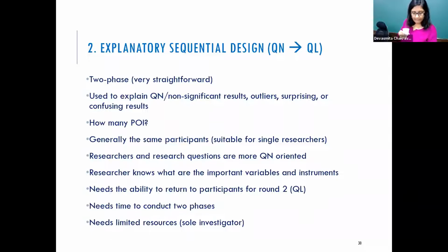Generally, it's the same participants that we are interviewing. So this is a suitable method if it's just you doing the study. You may not need a large team. I mean, you can have a large team, but you don't need one. It is necessary to find the same people, or at least people from the same population.